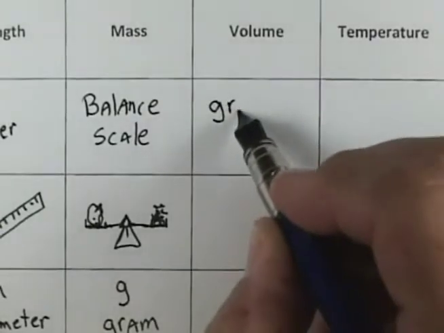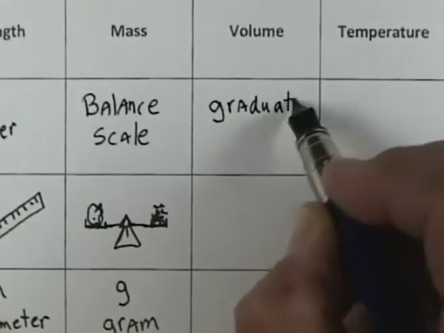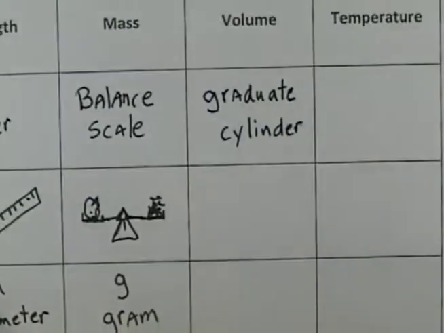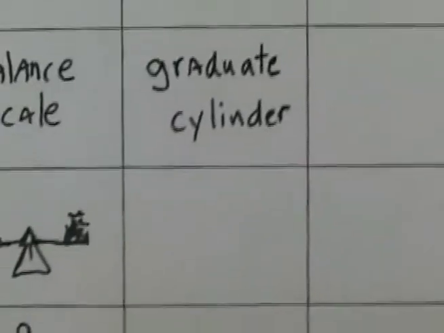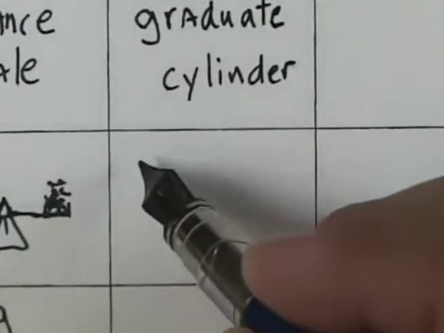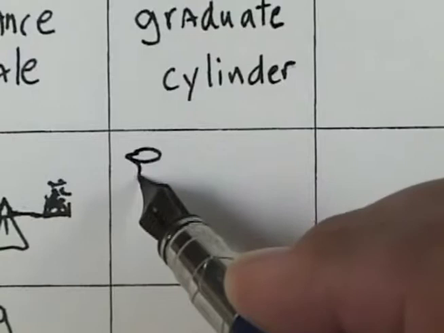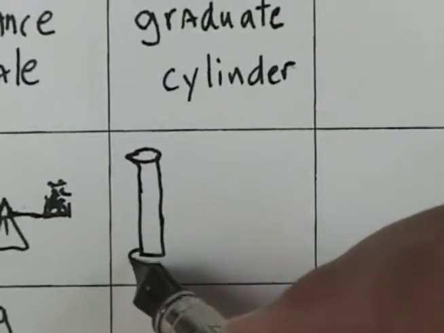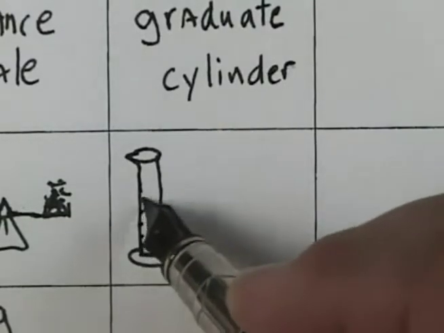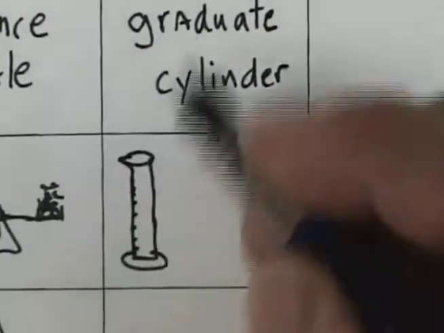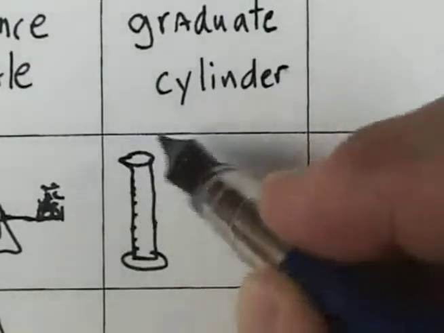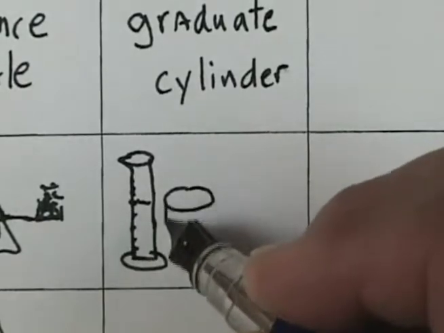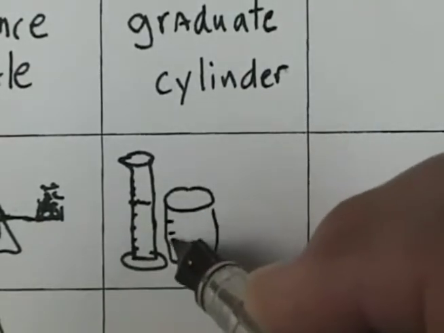That's the weird name for it. Graduate, which means it has markings on it. Cylinder, which means the shape. A graduate cylinder. Very good. Copy that down. And here's what it looks like. Okay, it comes down like this and has some marks on it. Graduate cylinder. Now, if it's too big to fit into that, we might try something like a beaker that's even bigger with a bigger mouth, but it has markings on the side of it.